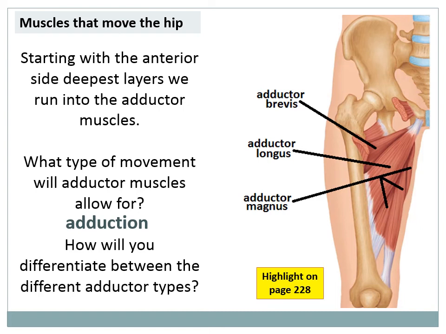So think about little kids when they have to pee, they push their legs together and they're adducting. They're really using their adductor muscles. We have three different adductor muscles. We have the adductor brevis, the adductor longus, and the adductor magnus. The reason why they're named that way is just the size of the muscle. So the adductor brevis is smaller, the adductor longus is longer, and the adductor magnus is the big one.